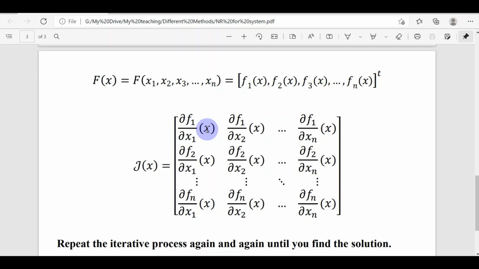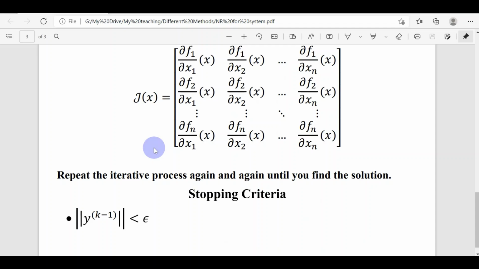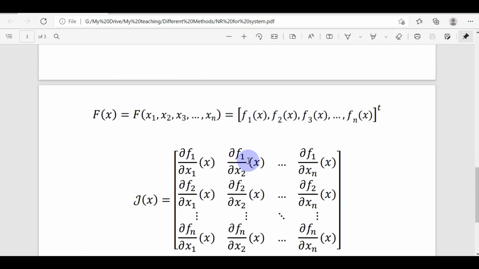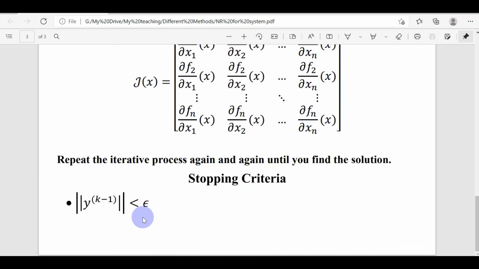So to start the algorithm, this solution vector will be the initial guess. And in the second row you can see there is f2 in the numerator, and in the denominator all the independent variables, all the x values. And of course this is going to be a square matrix of n cross n dimensions. The stopping criteria will be to compute the vector norm or the norm 2 of y vector yk minus 1, and it should be less than tolerance to stop the Newton iterative procedure.